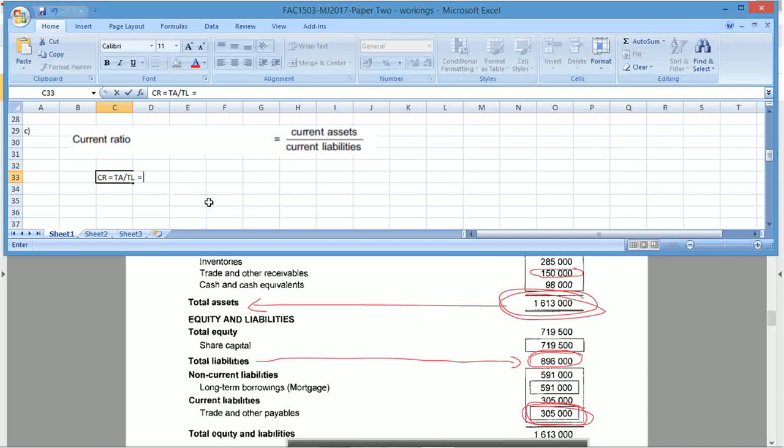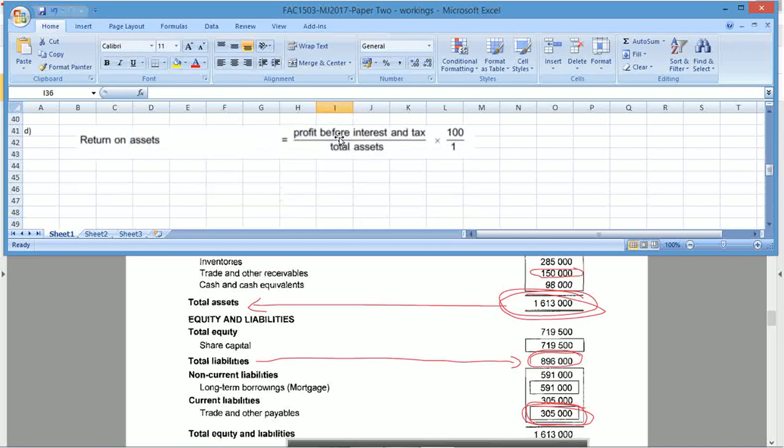Total assets 1,613,000 divided by total liabilities 896,000 equals 1.80022. So round off to 1.80, 2 decimal places. Final answer. Okay, makes sense?